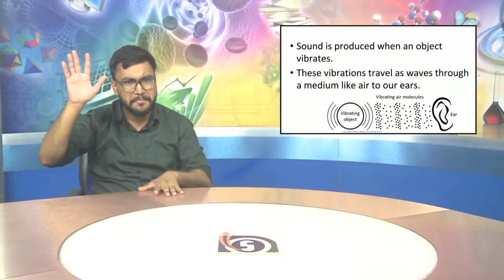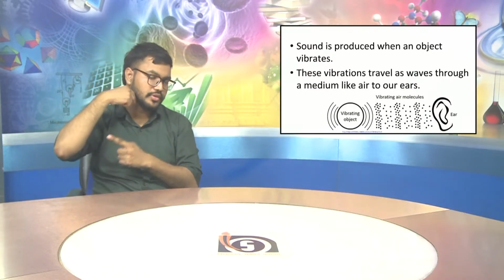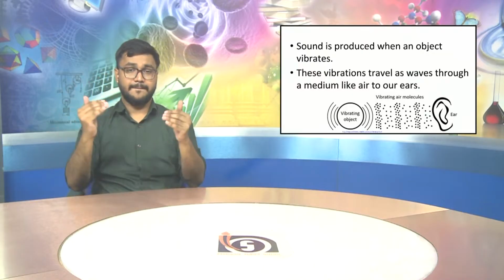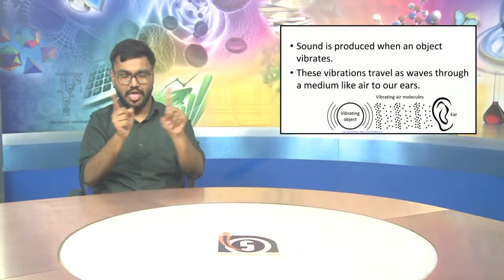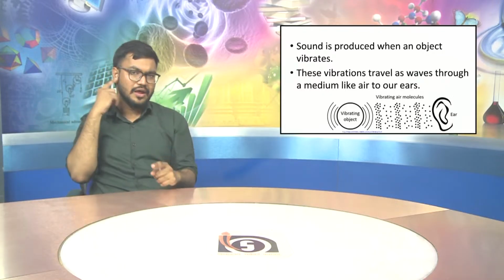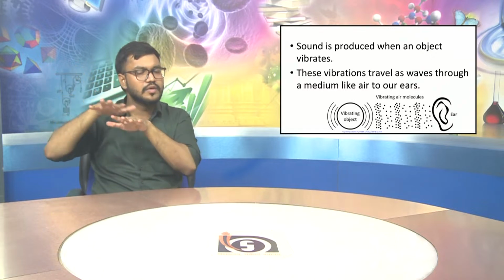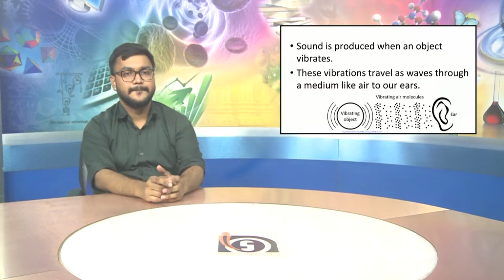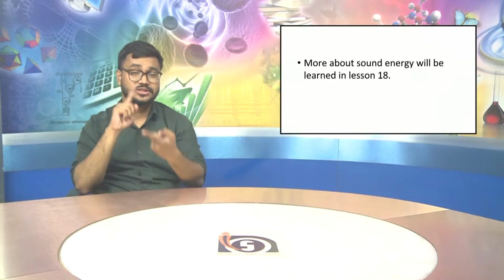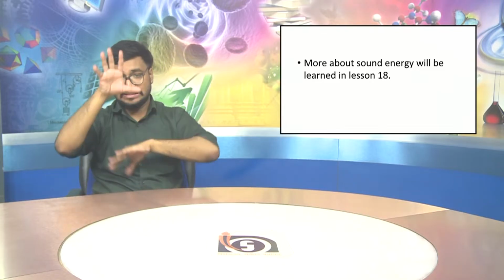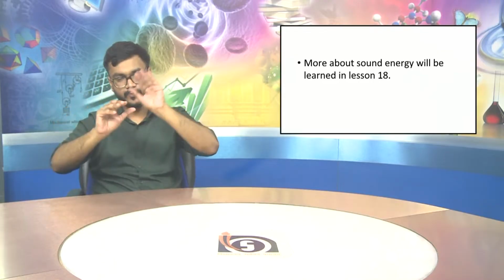But how is sound produced? It is produced when an object starts vibrating. These vibrations travel as waves through a medium like air to our ears, from the vibrating object, and the waves move towards our ear. More about sound energy will be learned in lesson 18.